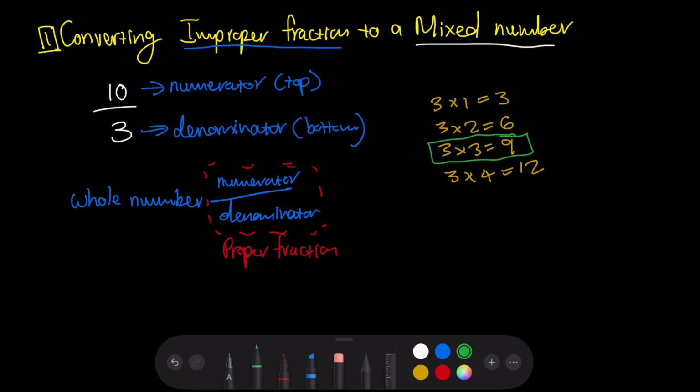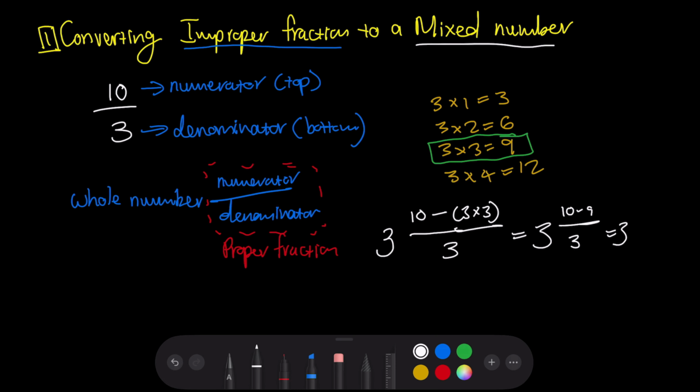So because of that, I must have the fact that this 3 gets into 10 3 times. This will become my whole number. Then what will I be left with? I need to say 10 minus 3 times 3 over my original denominator, which ultimately gives me 3, and 10 minus 9 over 3, which gives me 3 and 1 over 3.